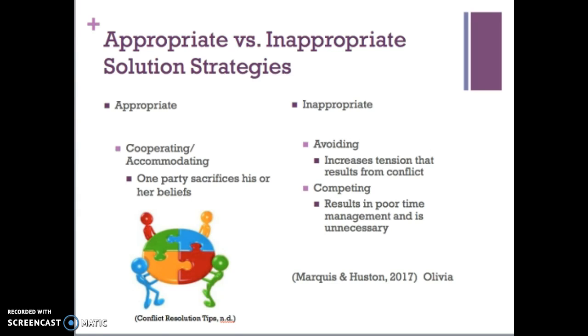Avoiding should not be used because more tension could build in the operating room and lead to medical errors. This could further exaggerate the issue and cause unnecessary conflict. Competing should not be used because it could be a waste of time. Competing would require me to start over in prepping the surgical site and delay the procedure. This is not beneficial for anyone.